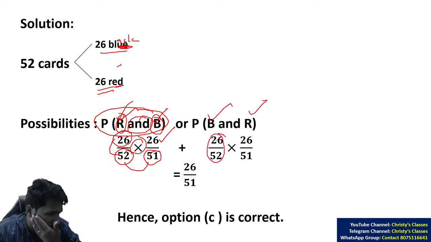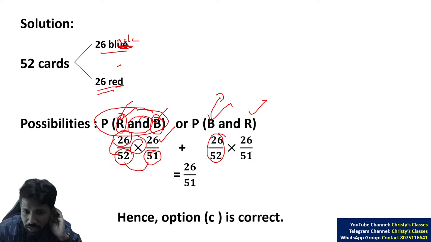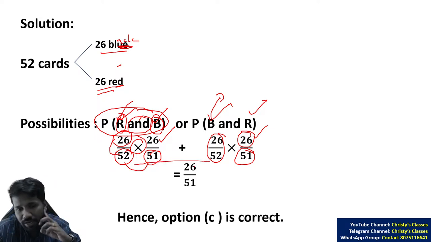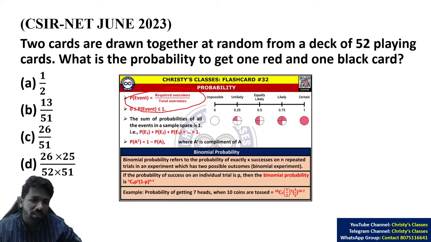There are 26 out of 52 cards which are red in color. Sorry, which are black in color. Once a black card is removed, only 51 cards remain, so the chance of red is 26 out of 51, because 26 red cards are there. Adding both gives the answer. This is half, so half plus half is full. So 26 into 26 by 51 will be the answer, option C.